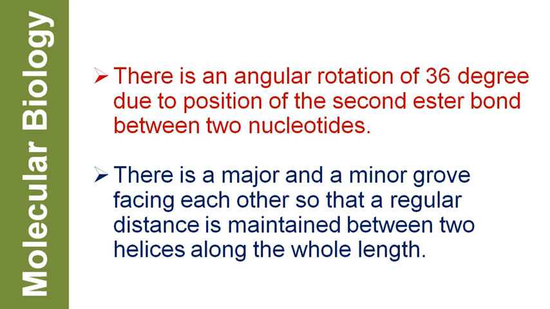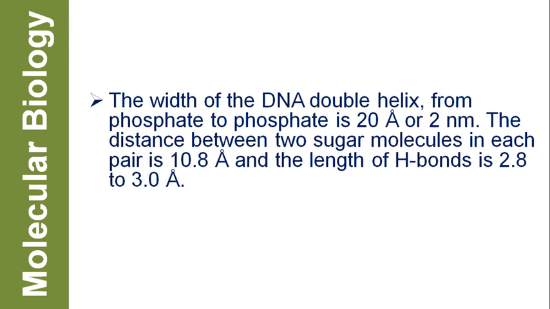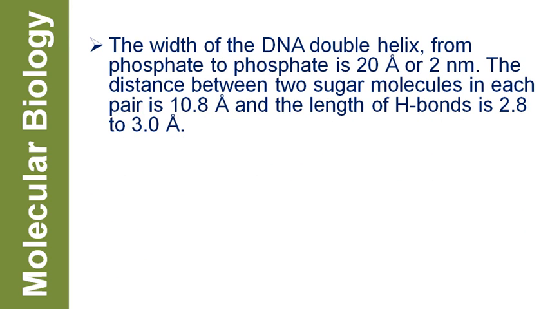There is a major and a minor groove facing each other, so that a regular distance is maintained between two helices along the whole length. The width, that is the diameter of the DNA double helix from phosphate to phosphate, is 20 angstrom or 2 nanometer. The distance between two sugar molecules in each pair is 10.8 angstrom, and the length of hydrogen bonds between the two nitrogen bases ranges from 2.8 to 3 angstrom.